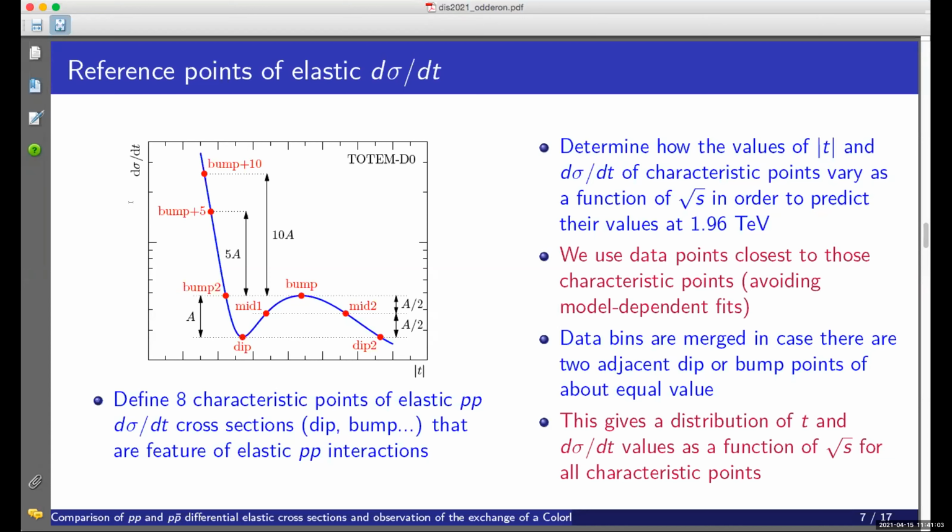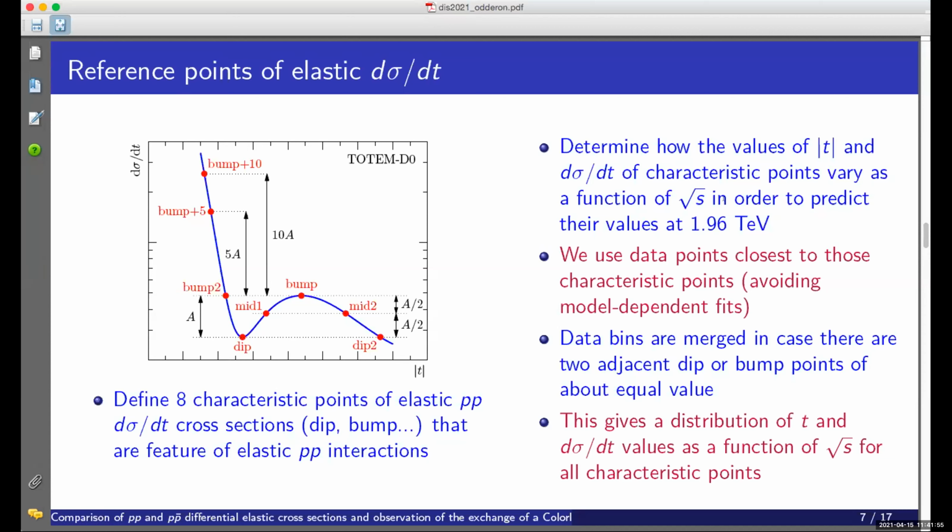In addition, we added two other points, which we call bump plus five and bump plus 10, that correspond to 5 times the difference between the bump and the dip, or 10 times this difference. So why do we do this? We want to have some characteristic points of the shape of this pp elastic cross section so that we can see how these points vary as a function of square root of S. Why is it important? Because again, we need to extrapolate our knowledge to the Tevatron energy. So we need a characteristic knowledge of this data, and we want to be as model independent as possible. Of course, some people can do fits and so on, but then you have model dependency in your results, and you want something more model independent.